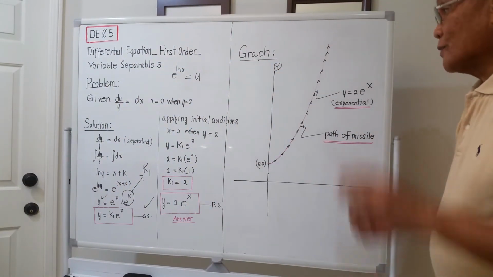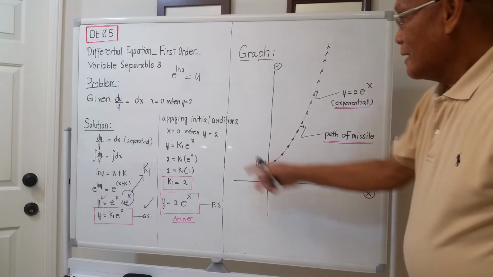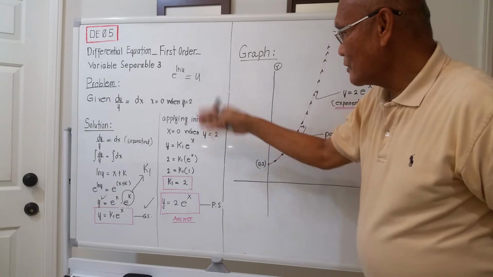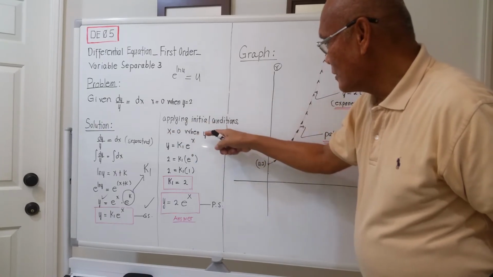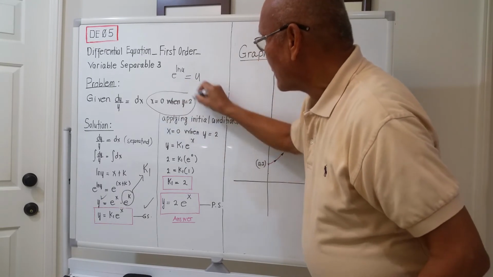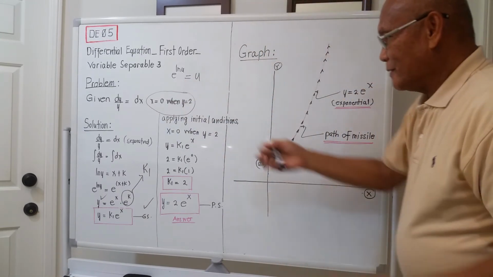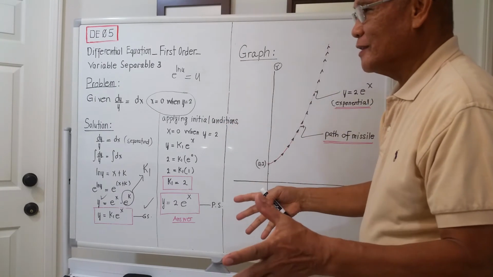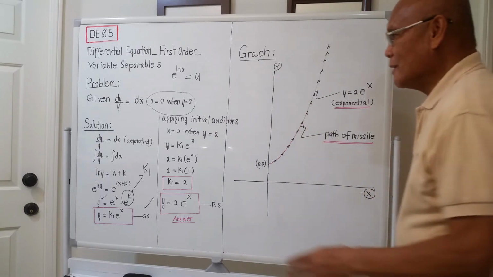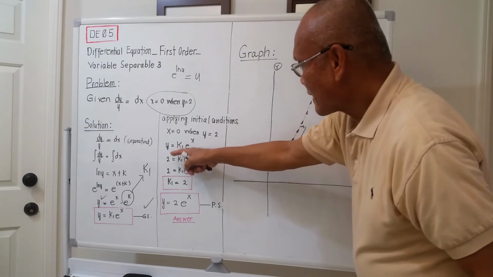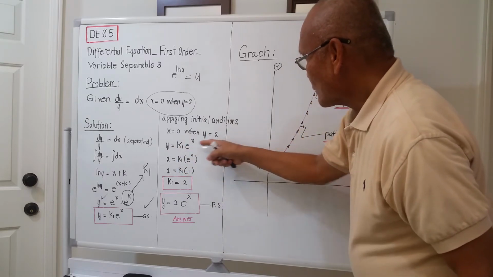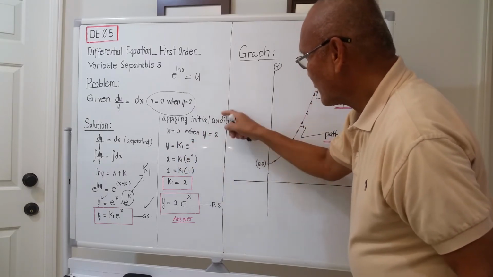Let's try to compute for the solution of the problem. Applying initial conditions, the initial conditions are x equal to 0 when y is equal to 2. We are given this, meaning the problem is asking for the particular solution, the exact solution. So going back to the derived general solution, y equal to k1 e to the x, substitute the value of x equal to 0 and y equal to 2.